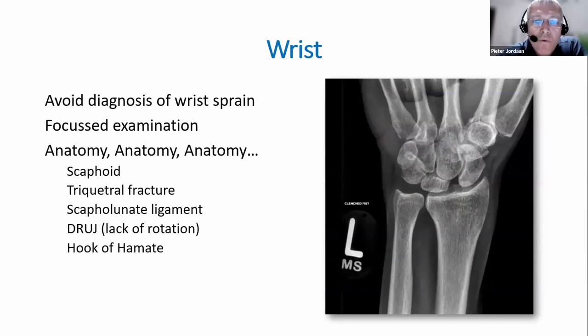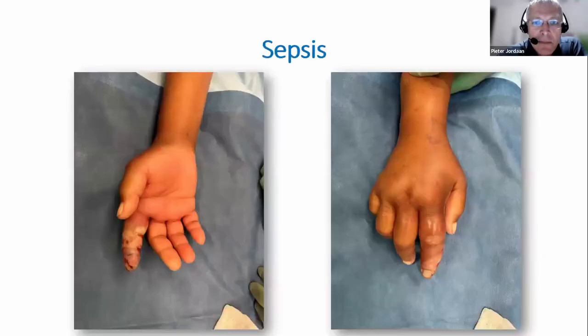An X-ray can look almost normal, and you can have a distal radial ulnar joint dislocation. So if somebody cannot pronate and supinate, you've got to think about this. And also remember the hook of the hamate fractures. They can easily be missed if you don't look for it. So again, anatomy, anatomy, anatomy.